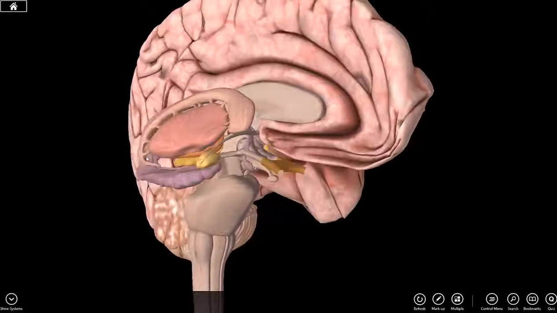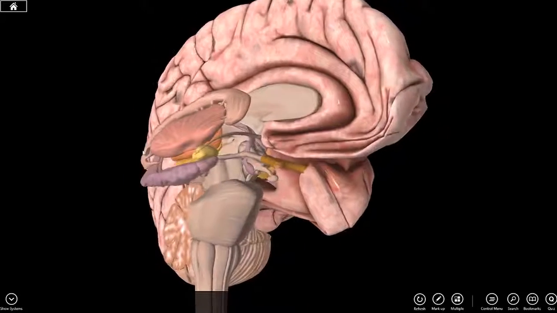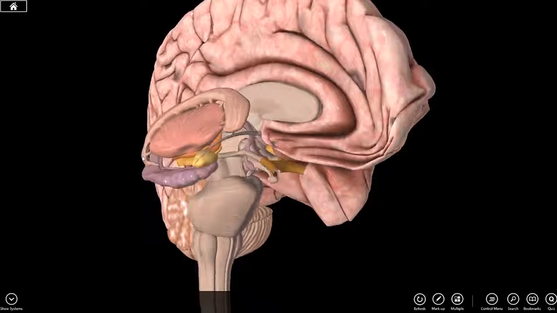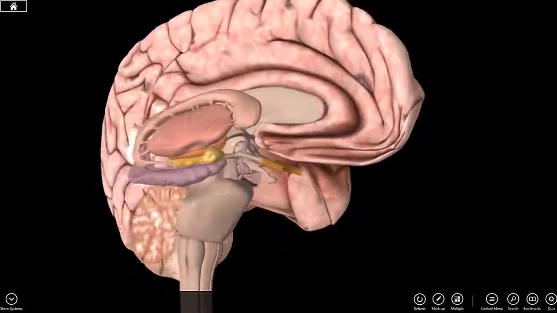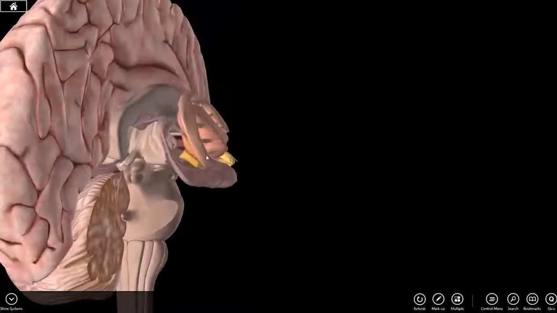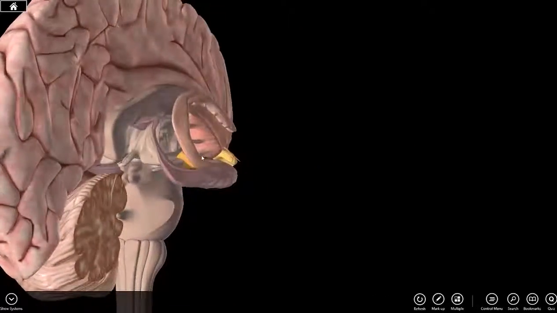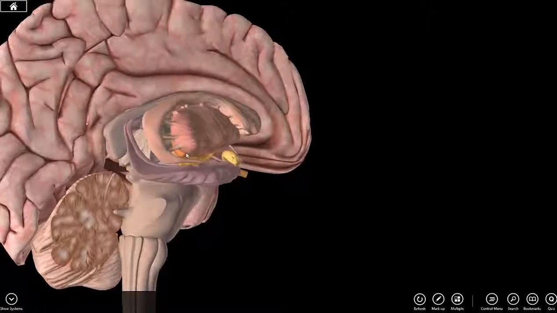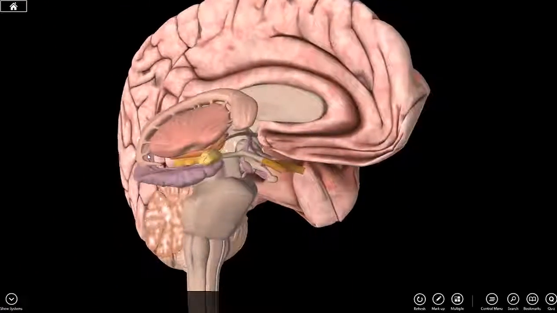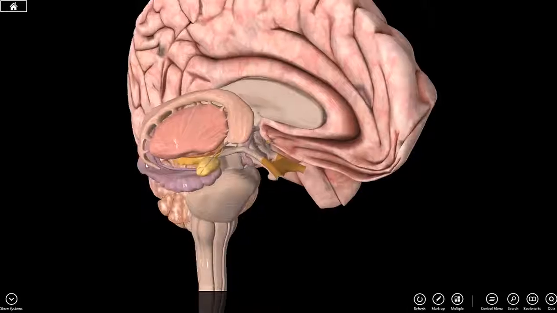Damage to the basal ganglia causes a tremor at rest and either decreased intentional movement, as in Parkinson's disease, or increased unintentional movement, as in Huntington's disease. We will discuss the different ways that these diseases affect the basal ganglia soon.